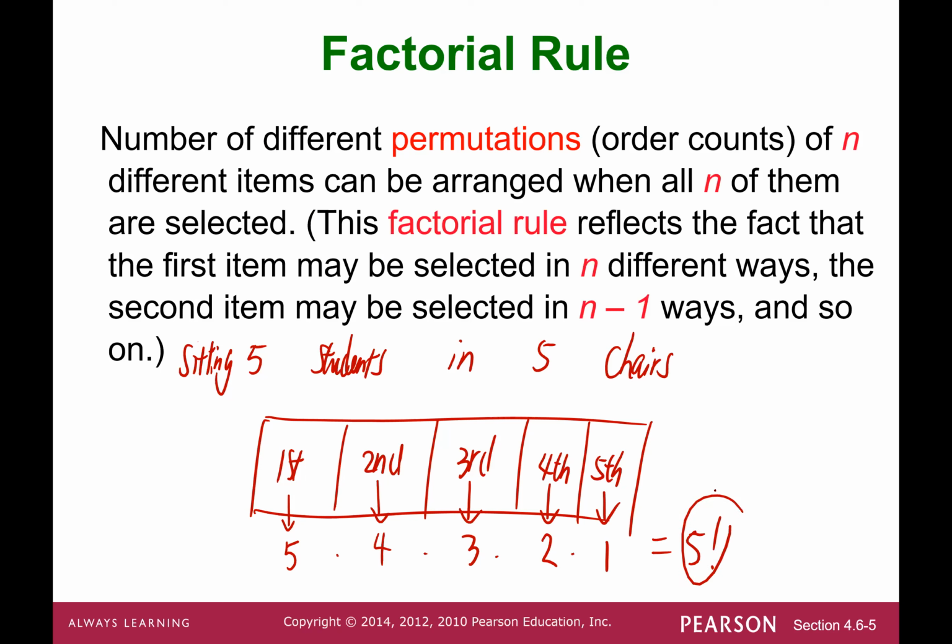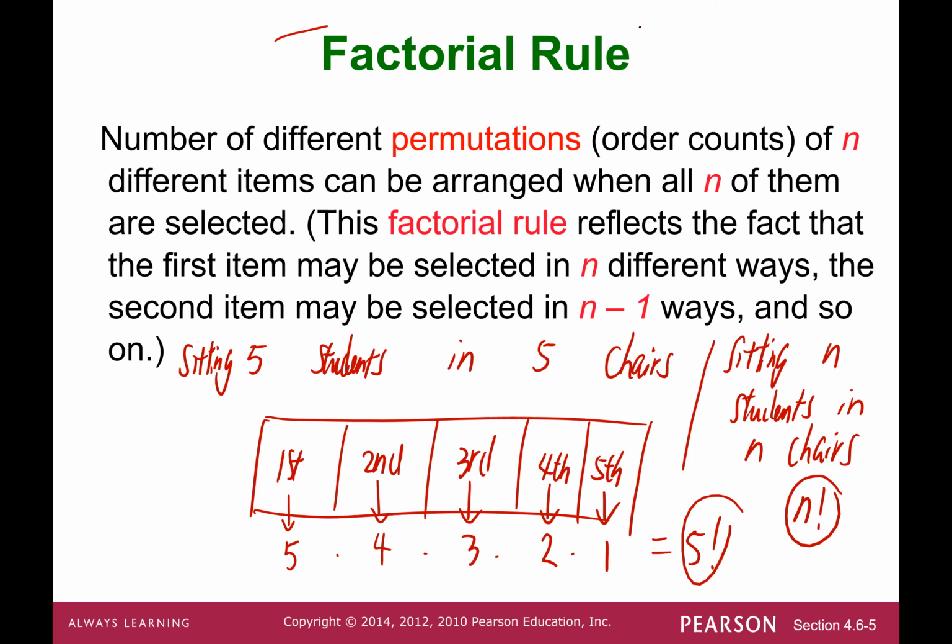Same thing if you have n students sitting in n chairs. Same idea, right? That would be n factorial. That's exactly what this factorial rule is stating. You can simply use a very simple example like 5 students, keep it small, and then you can increase the number to a variable number, right? So it could be n students in n chairs, that becomes n factorial.